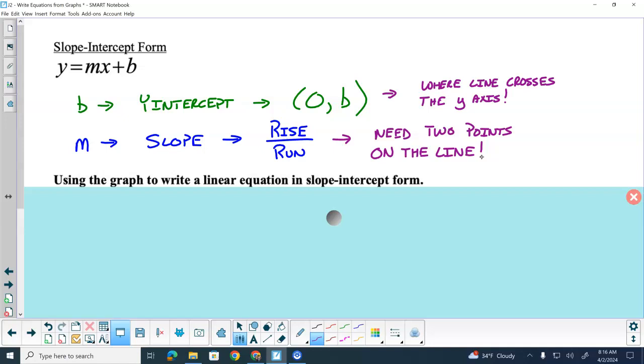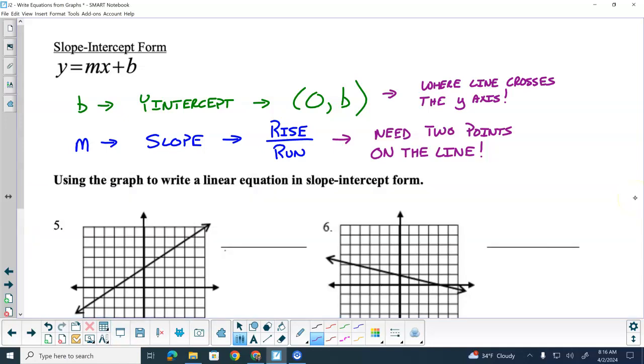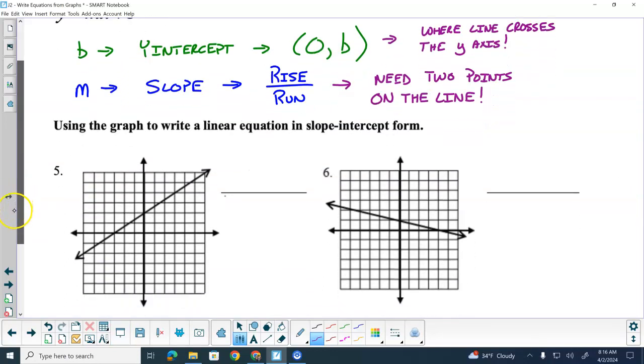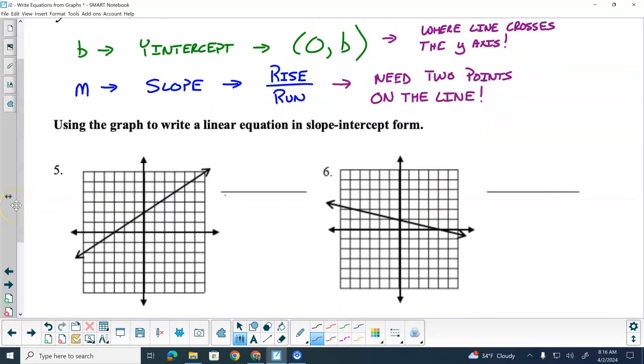All right? Let's put that to work, because those are the 2 things that we need to find in y equals mx plus b. So here in number 5, remember the fact that this is the x-axis, this is the y-axis. So where does my line cross this y-axis? Where does it cross? 0, comma 2 is this point right here, right?